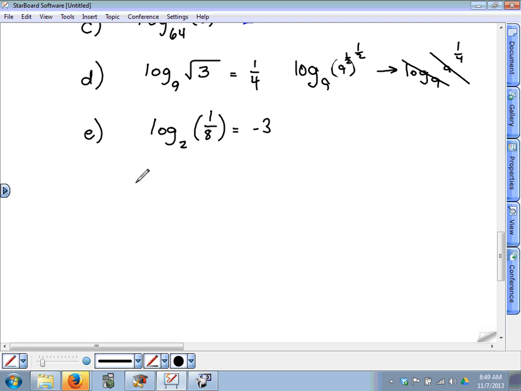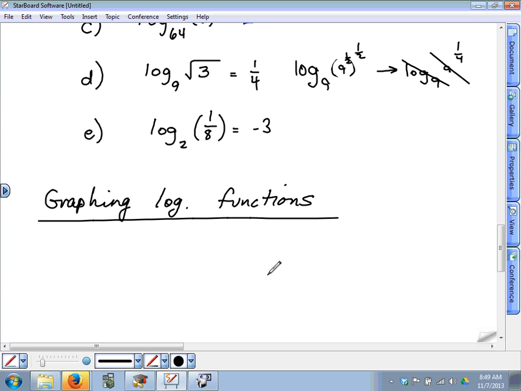Graphing logarithmic functions. It's kind of similar to what we did last time. Do you remember last time exponential functions had a horizontal asymptote? Remember that? Well, logarithms are the inverse of exponentials. So instead of having a horizontal asymptote, logarithms have vertical asymptotes.